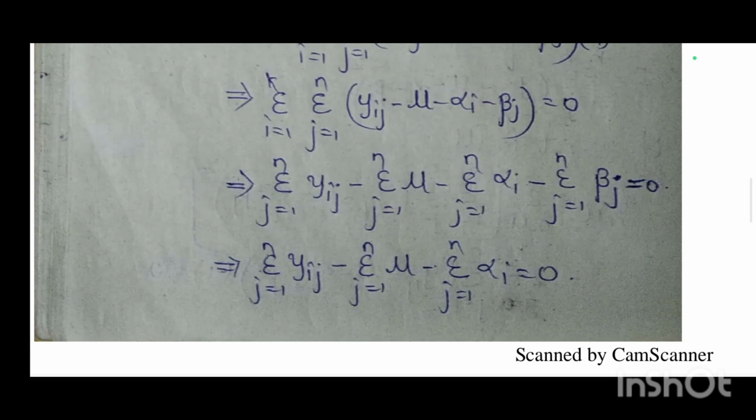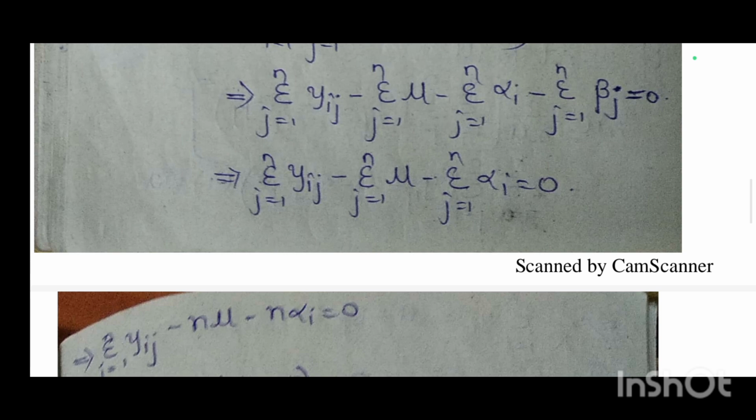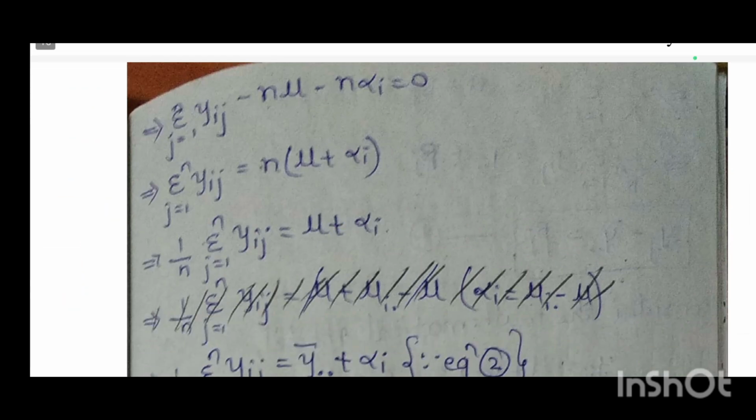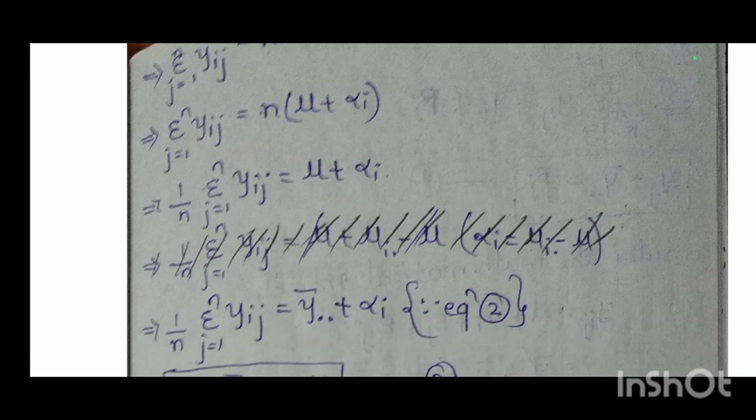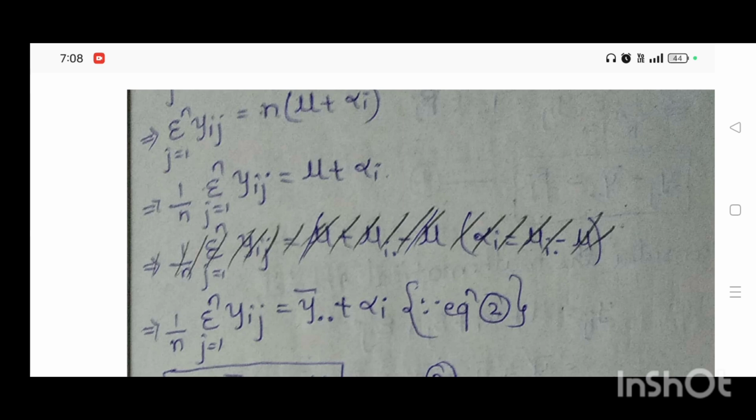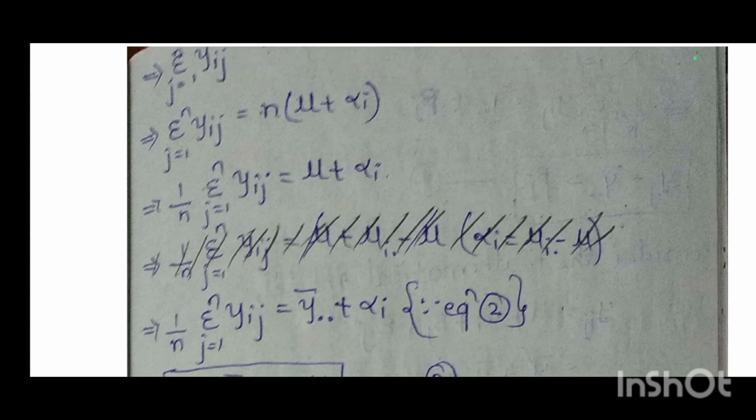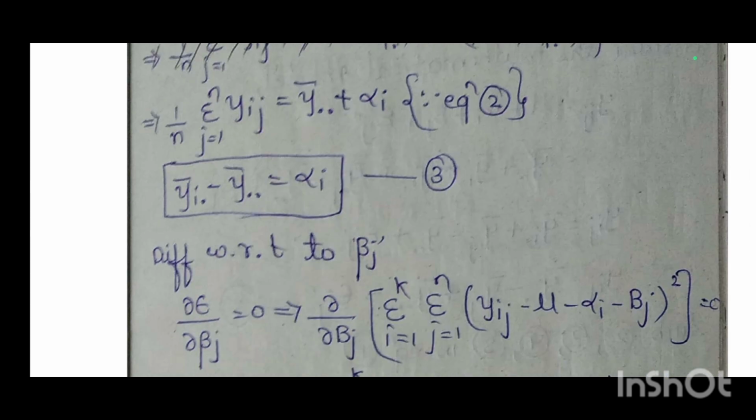Okay, so if you apply summation over j values, then you will get the answer like this. So you are going to get alpha value: 1 by n of summation yij is equal to mu plus alpha i. So from that you can write that y bar of i dot minus y bar of dot dot equals alpha. This is equation number 3.